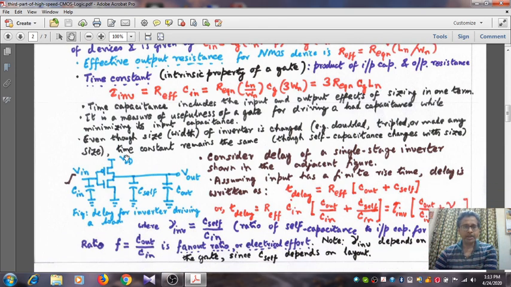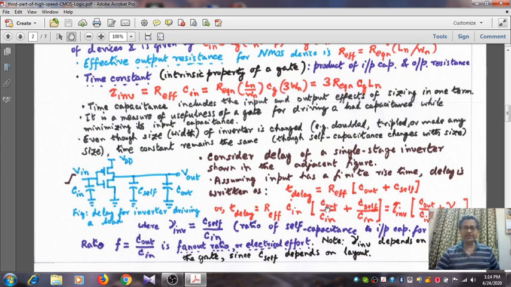Now here we have drawn the figure to show the delay for an inverter driving a load. Consider the delay of a single stage inverter shown in the adjacent figure. Assuming that the input has a finite rise time, the delay can be written in this fashion. It is the product of the effective resistance and the sum of the fan out capacitance plus the self capacitance. The wire capacitance will also be there, but for the timing we are neglecting the wire capacitance.